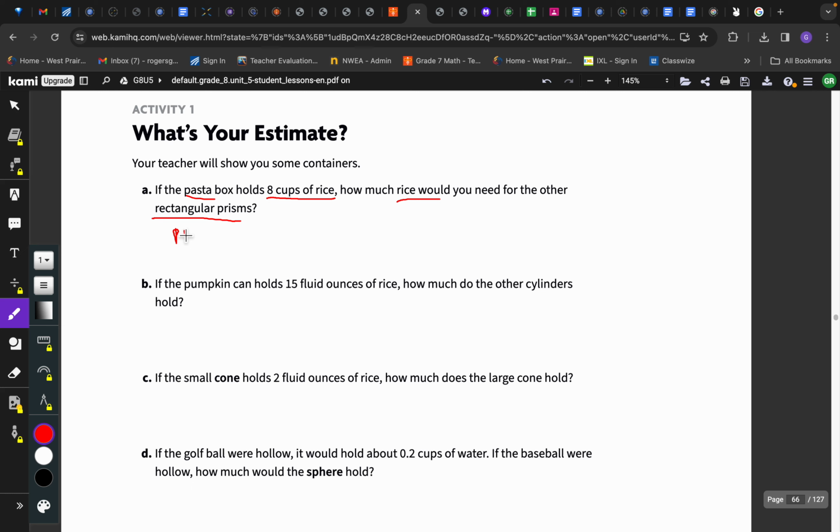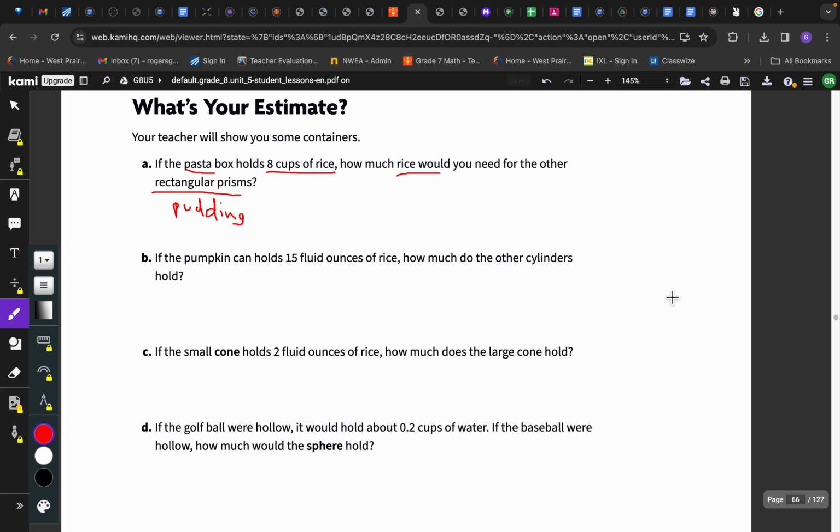Again, I don't have my tablet, so I'm writing everything all on a mouse. But so be it. So you got the pudding box, and then you also have a chicken stock. So go ahead and write down your answer there. But remember, the middle one held 8 cups of rice.